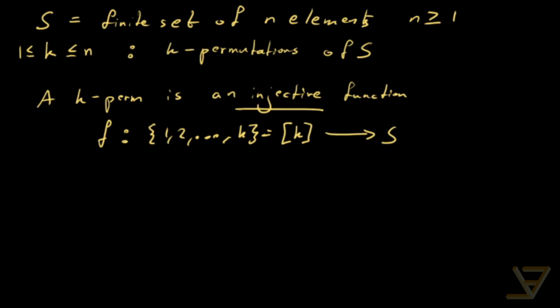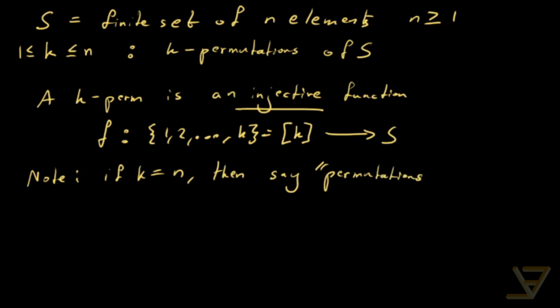And just as a note, if k equals n, then we just say permutations, because in that case, you're using up all the elements of S. So there's no point in saying n permutation, just say permutation.